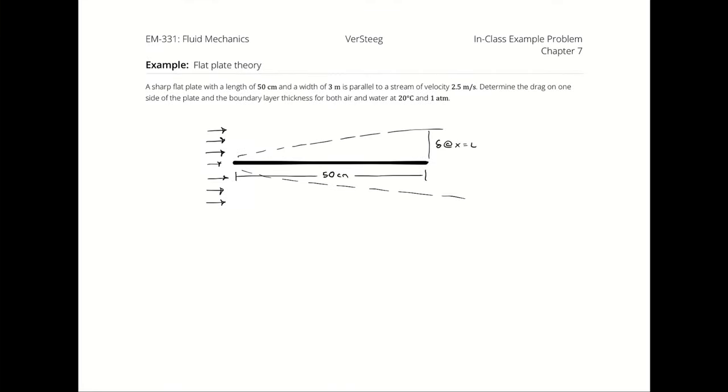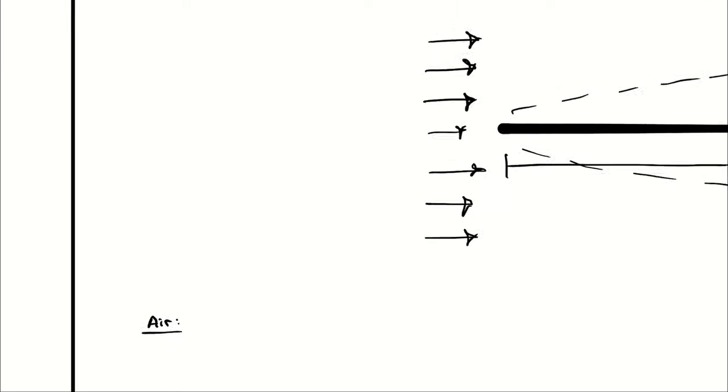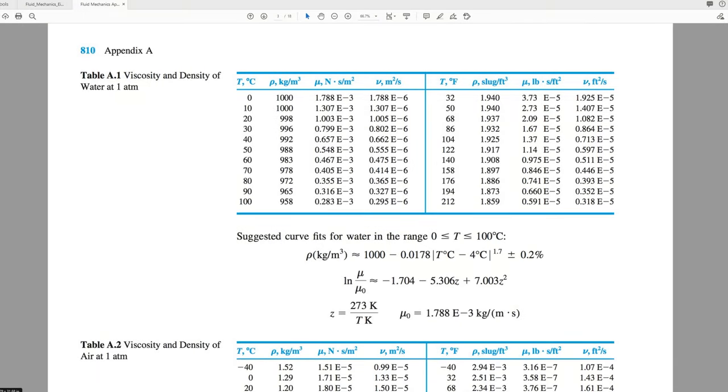Which means that we're doing two different analyses. And since we're doing two analyses, I will draw a big vertical line down the middle of my page, and we will have air on one side and water on the other. So for air at 20 degrees Celsius, we're going to want density and kinematic viscosity at the very least. For those properties, I will jump into table A2.